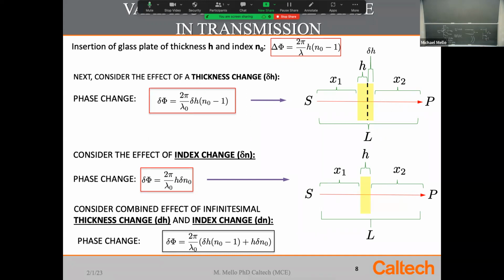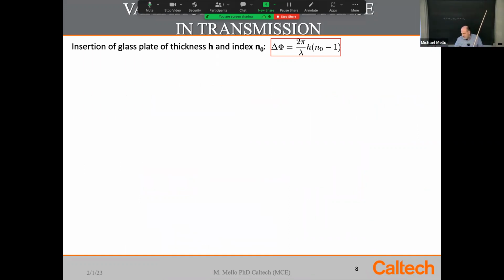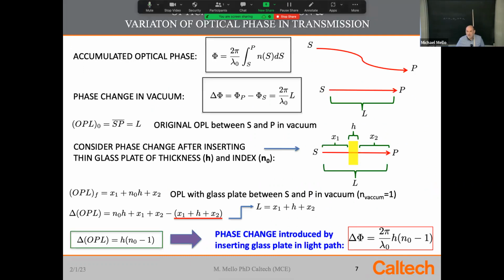So you realize now that the previous case, just to back up, all I did in the previous slide was insert a glass plate. And we got that the phase was 2h times n naught minus 1 scaled by this factor. And now I'm saying, what if we perturbed h? Then this would become a DH, boom.